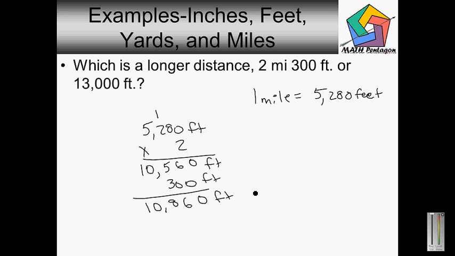compared to the 13,000 feet that we have. And which one is a longer distance? Of course the 13,000 feet is the longer distance. It's the bigger one. So this is greater than. So 13,000 feet is a longer distance than 10,860 feet. So that's the final answer to that. So let's now move on to a few exercise problems so we understand the concept of what we are doing here.